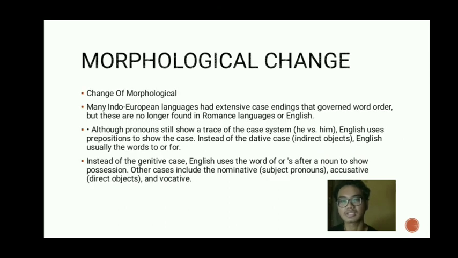Next, morphological change. There are 4 points, and number 1 is change of morphology. Number 2, many Indo-European languages had extensive case endings that governed word order, but these are no longer found in Romance languages or English. Number 3, although pronouns still show a trace of the case system, he versus him, English uses prepositions to show the case. Instead of the dative case for indirect object, English usually uses the word to or for. Number 4, instead of the genitive case, English uses the word of or 's after a noun to show possession. Other cases include the nominative, subject pronouns, accusative, direct object, and vocative.